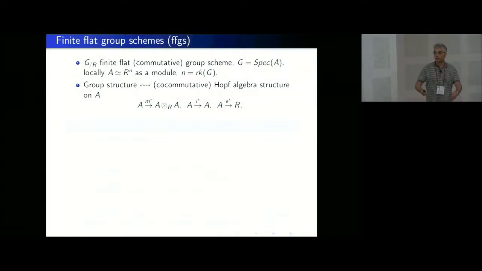So group structure as a group scheme is reflected, as you know, in general algebraic geometry, in dual maps on the ring level, and these are the co-multiplication, the co-inverse, and the co-identity, and they satisfy certain diagrams that you can write yourself if you haven't seen them, that turn A into what's called a Hopf algebra. So that's just a definition.